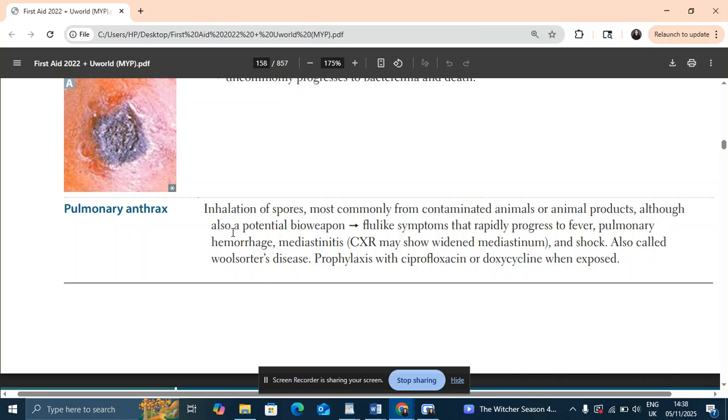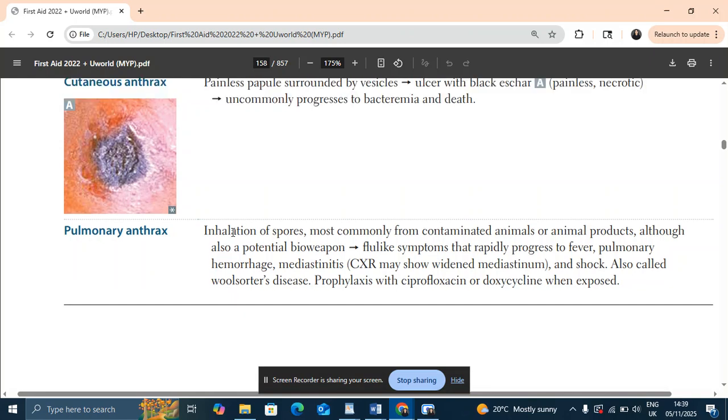Chest X-ray is very high yield. The chest X-ray finding is a widened mediastinum, due to hemorrhagic mediastinitis. If you see in a board question a patient with flu-like symptoms plus widened mediastinum, think about pulmonary anthrax until proven otherwise. How do we treat? Post-exposure prophylaxis is with ciprofloxacin, which is a fluoroquinolone, or doxycycline.